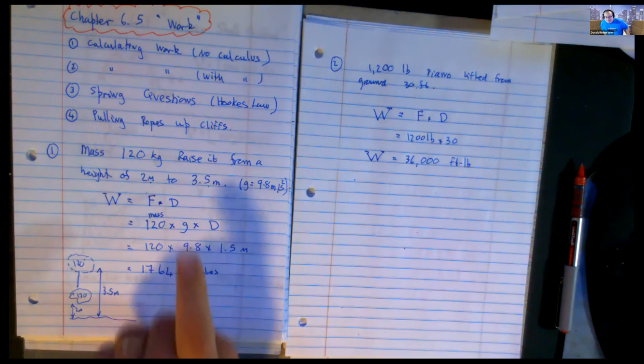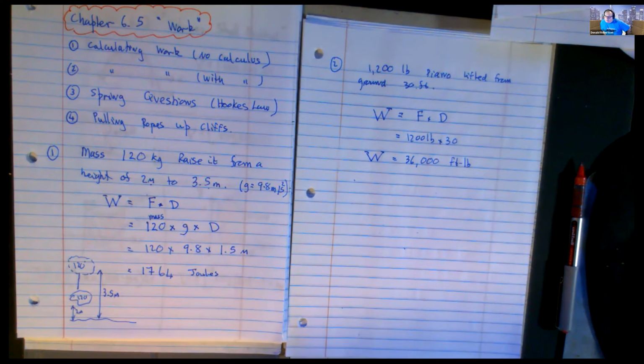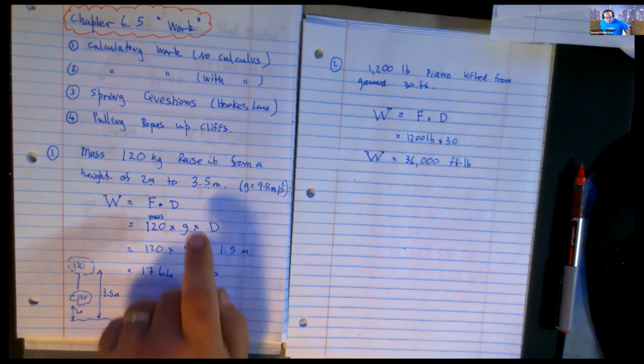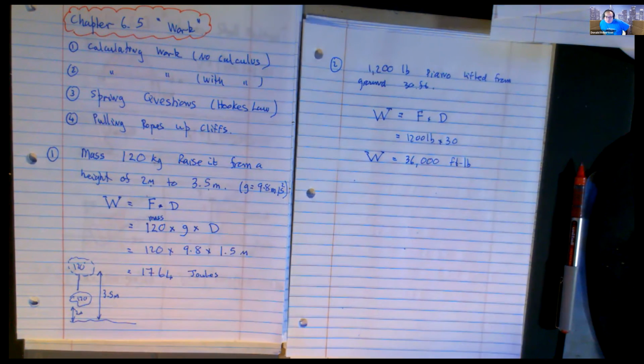So metric and imperial. What's the difference? This one has gravity in it. This one doesn't need it, because when you say something weighs 1,200 pounds, I guess you're already including the fact that gravity is included in that number, essentially. Because if you took a 1,200 pound piano and you moved it to the moon and you put it on a set of scales, would it still weigh 1,200 pounds? Nope, because the gravity on the moon is different, evidently.